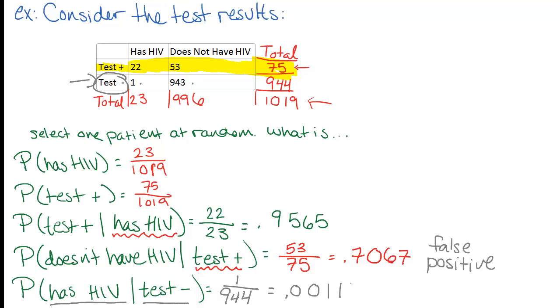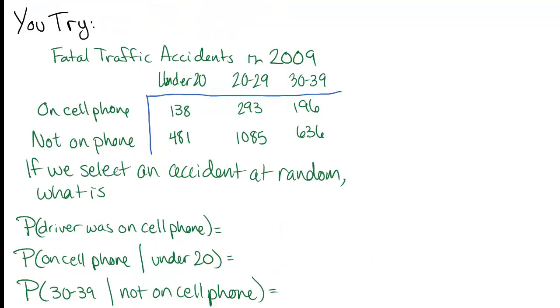Alright, so this is kind of the basic idea of computing conditional probabilities. Just make sure you first limit your options based upon whatever the given portion is, and then compute our probability as normal. So here's one for you to try. Again, we have a table of data here, and then there's a few probabilities for you to compute. This is about fatal traffic accidents and their relationship to age and cell phone usage.